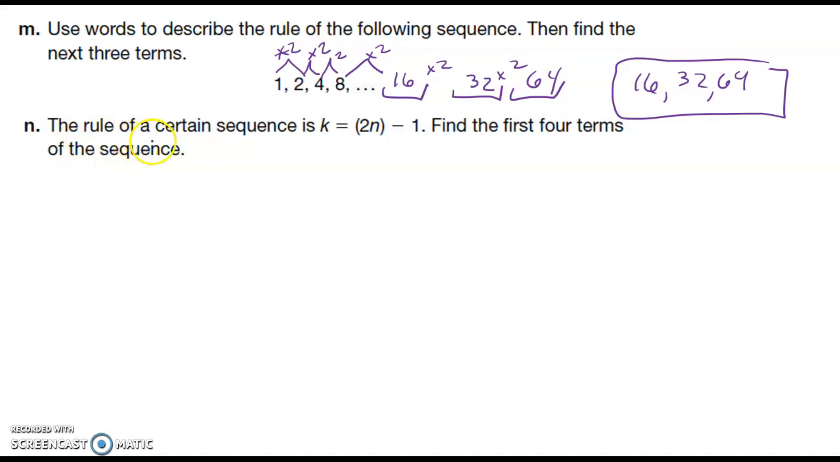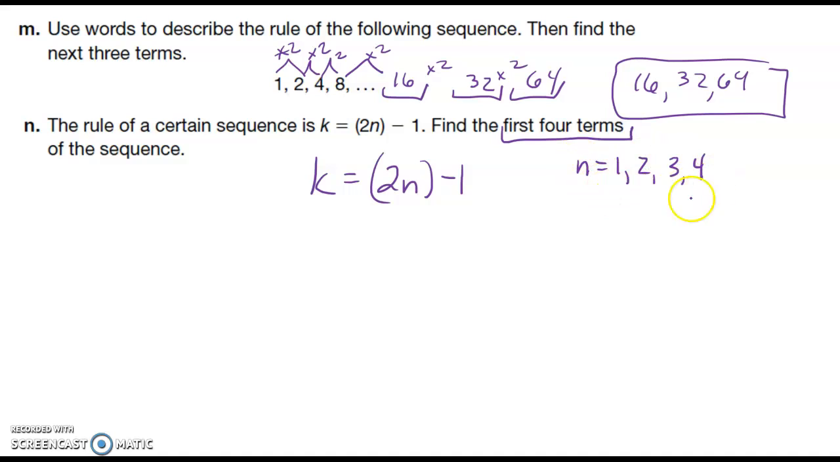And N says the rule of a certain sequence is K is equal to 2 times N minus 1. Find the first four terms. So the first four terms are when N equals 1, 2, 3, and 4. So we're going to plug these numbers in to find out what our terms are. For example, 2 times 1 minus 1, which is 2 minus 1, which is 1.